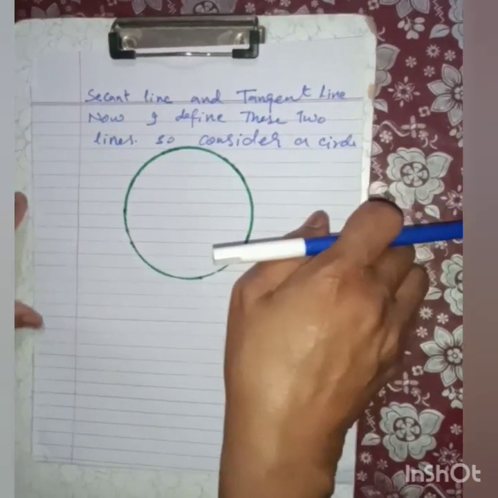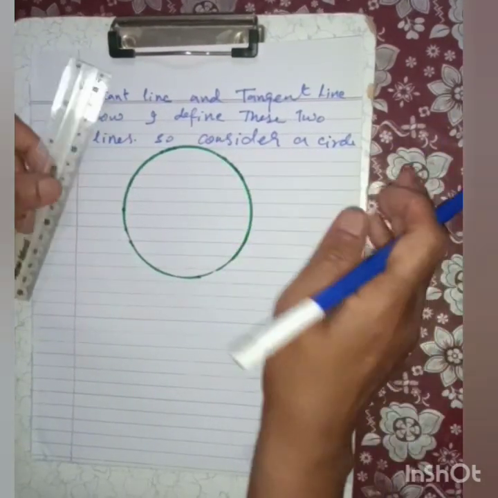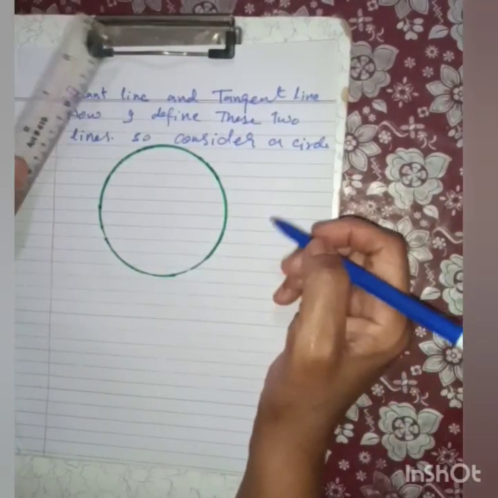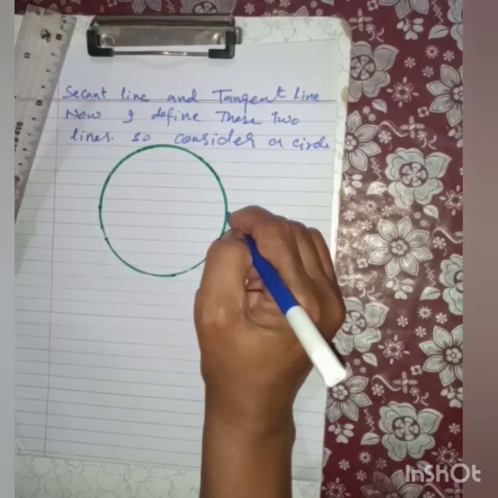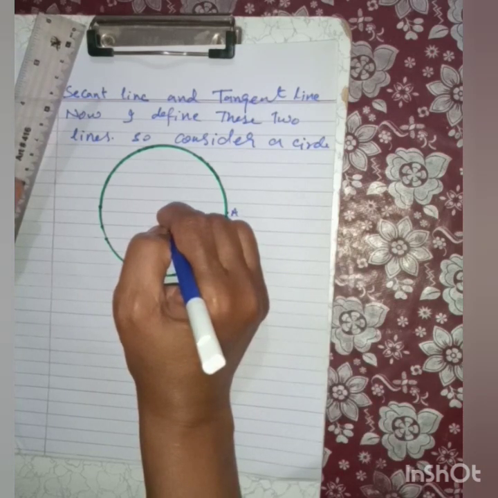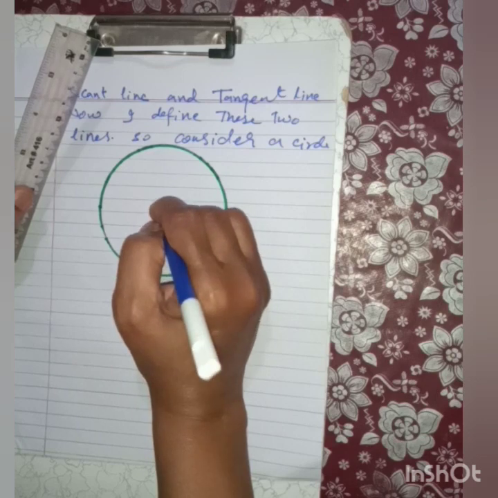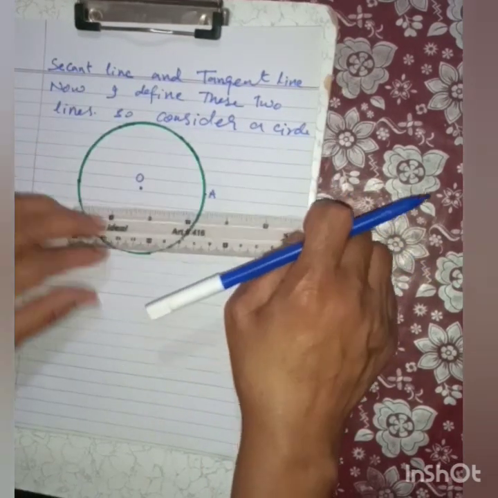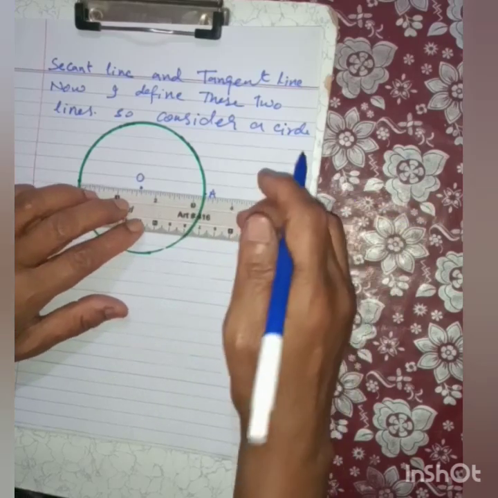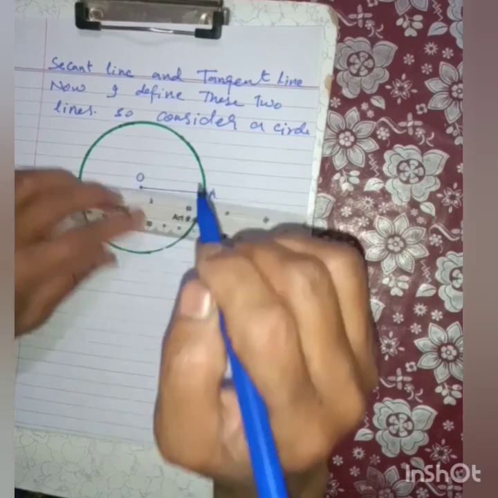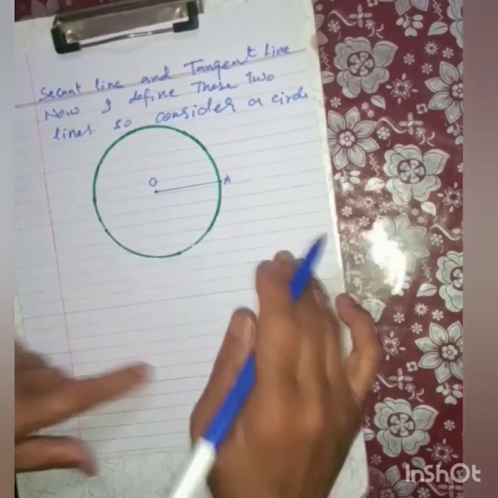मैंने प्रकार यूज़ की है ताकि अच्छा सा सर्कल बन जाए, बिल्कुल गोल हो, क्योंकि मेरे हाथ से इतना गोल नहीं बनता। Now let we have a point A here and the center of the circle is represented by O. Now if we join the point A and O, OA, this is the radius.